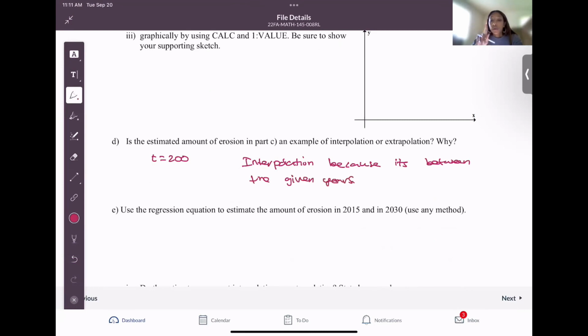Okay, we won't do these until next class, but notice the next problem asks for the years 2015 and 2030. Those would be examples of extrapolation because they're outside of the given data set.